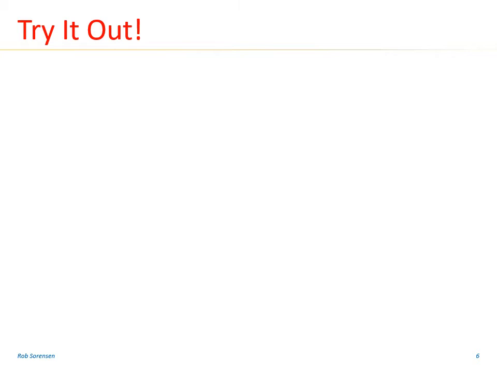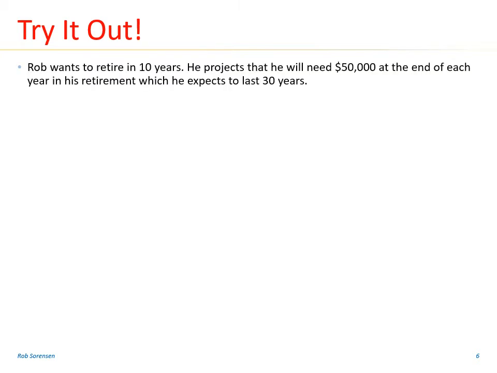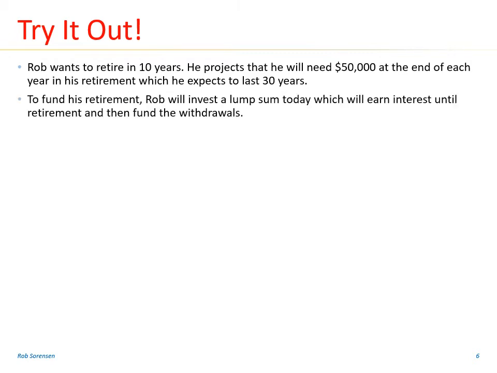Let's go ahead now and give you a chance to try one out. See how you do. Let's say that I'd like to retire in 10 years, and I think that I'll need 50,000 at the end of each year while I'm retired, and that I'll be retired for 30 years. To fund that retirement, I'm going to invest a lump sum today, which will earn interest until retirement, and then fund the withdrawals. So I'm going to put a lump sum in now, but it's going to grow, isn't it, to become a little bigger. And then it's going to fund my withdrawals. How much should that lump sum be? And let's use a rate of 6% annually. Everything's in years.